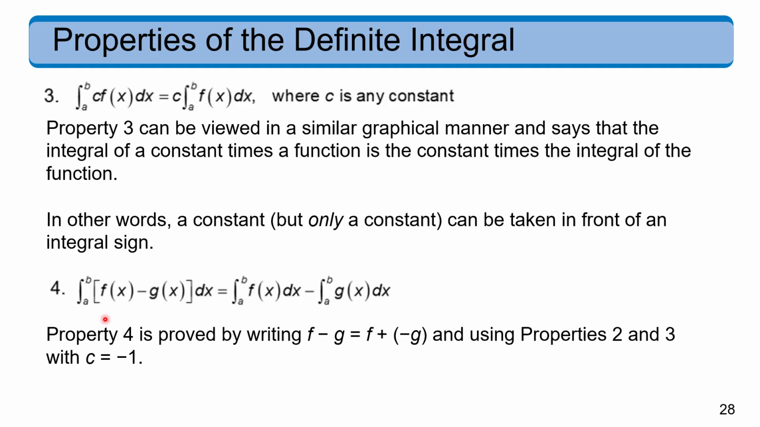Property 4, integral of f minus g. Same thing, you can split the integral up to each term, but just keep the minus sign. So this can be proved using properties 2 and 3 by rewriting f minus g as a sum, f plus negative g, and then view the negative g as negative 1 times g, so it's a constant negative 1 times the function g. You can use this property to pull the constant, the minus 1, out in front.